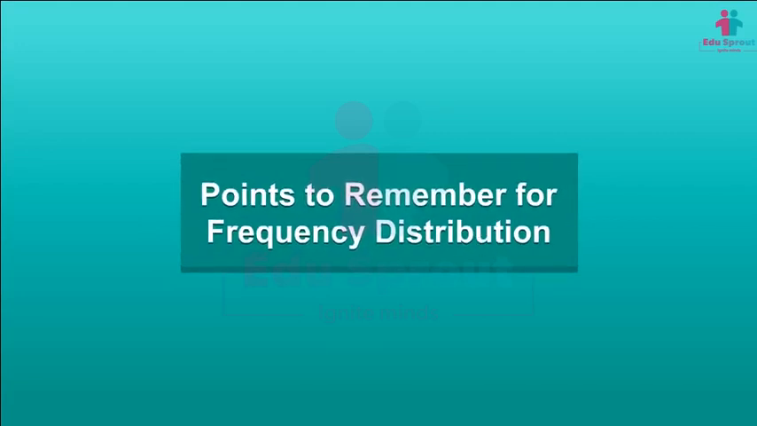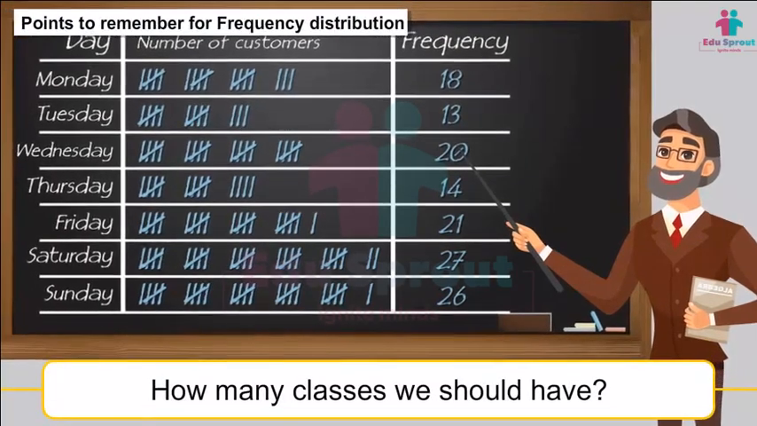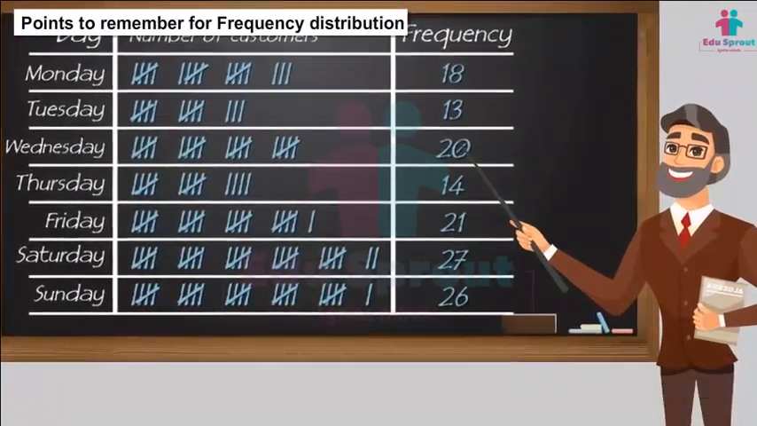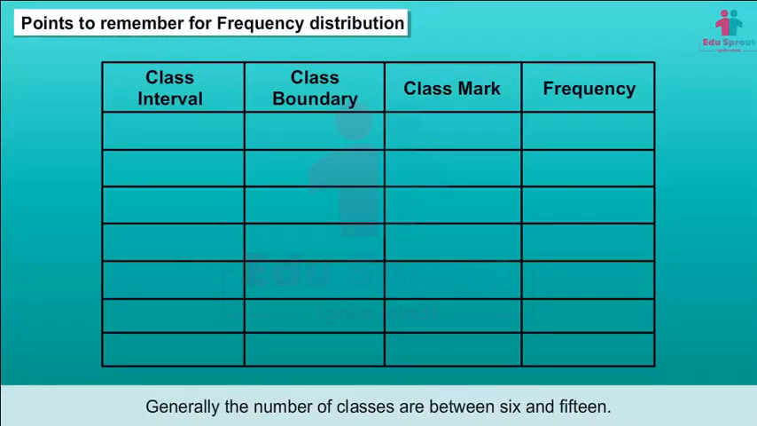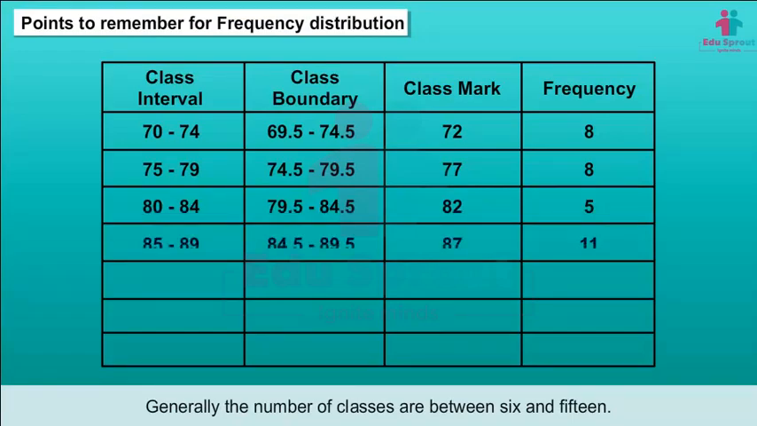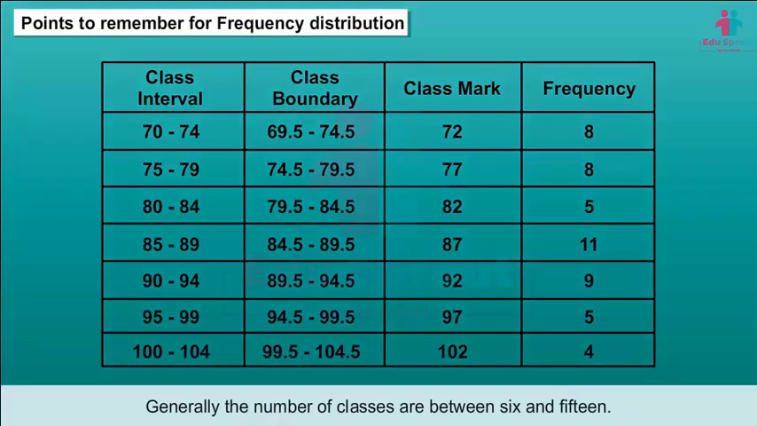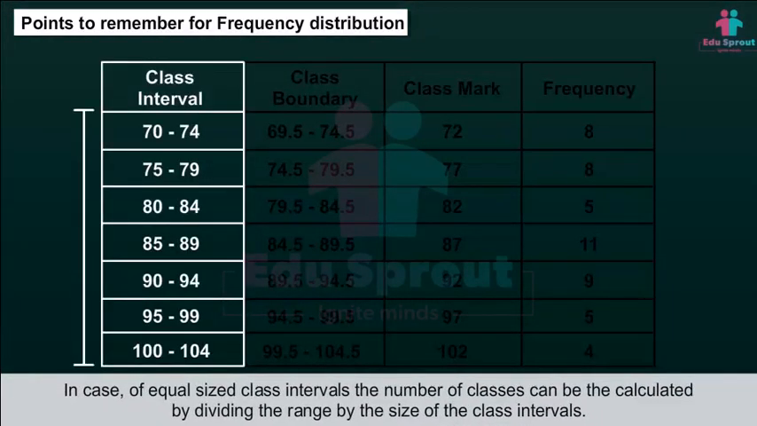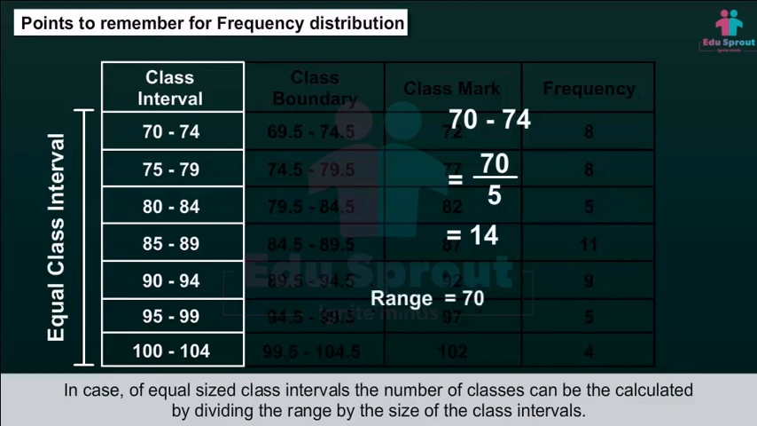Points to remember for frequency distribution. How many classes we should have? Generally, the number of classes are between 6 and 15. In case of equal sized class intervals, the number of classes can be calculated by dividing the range by the size of the class intervals.